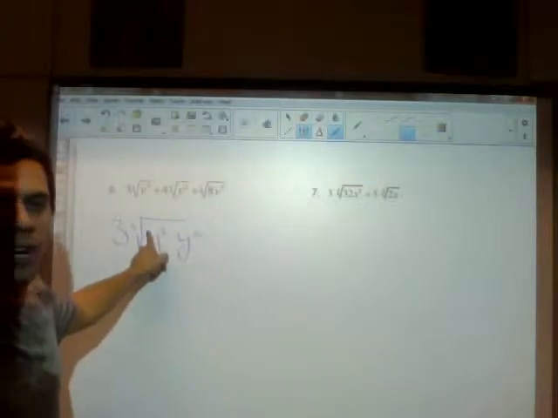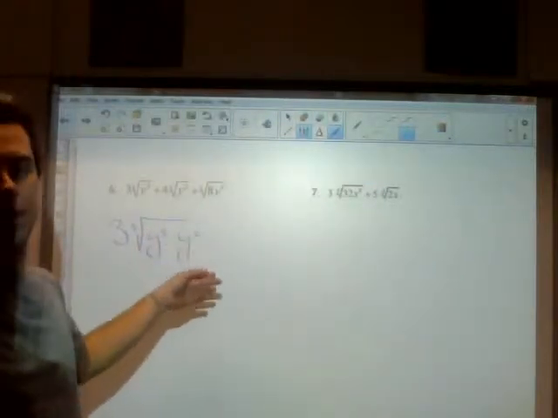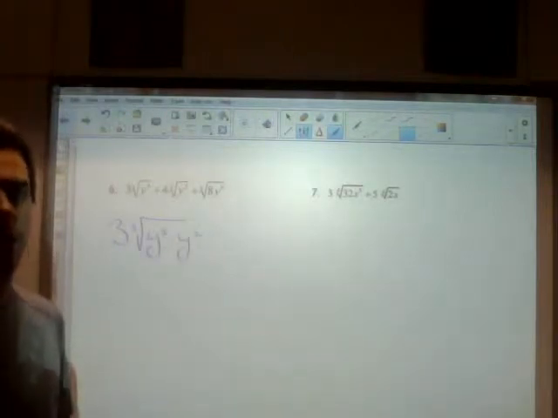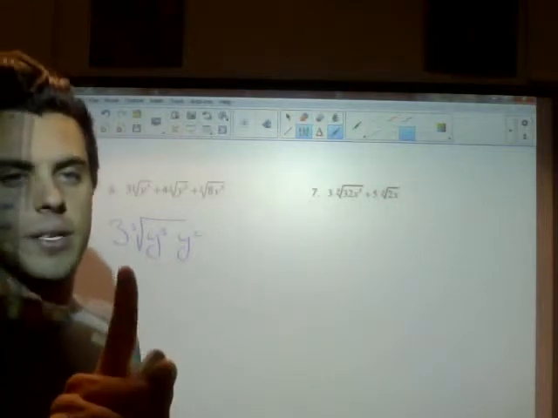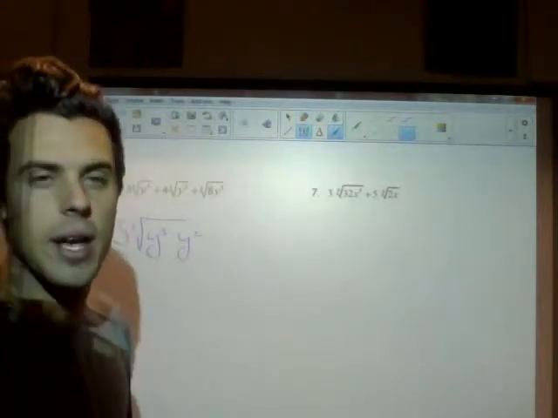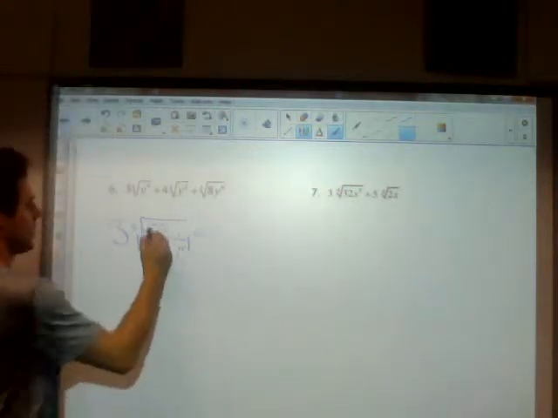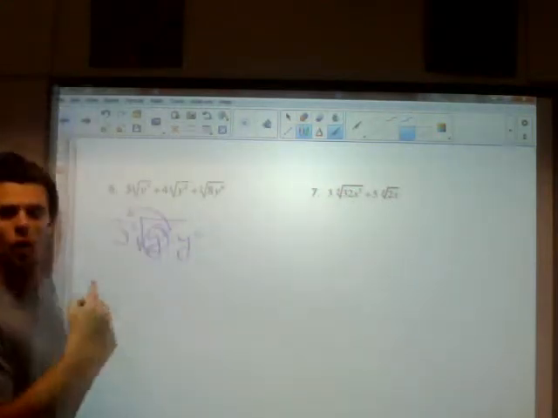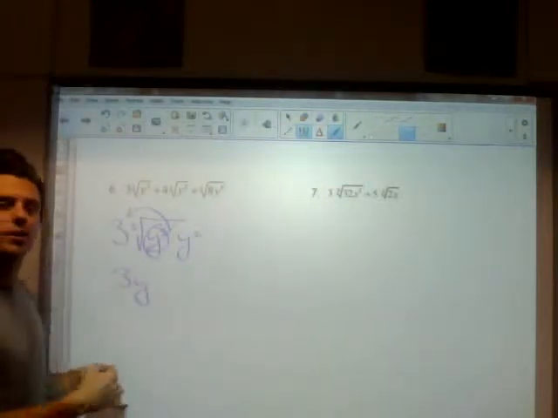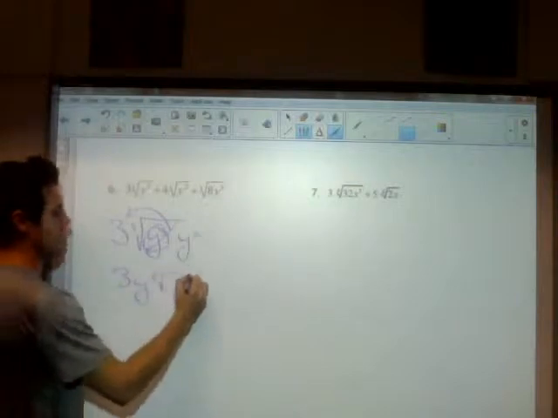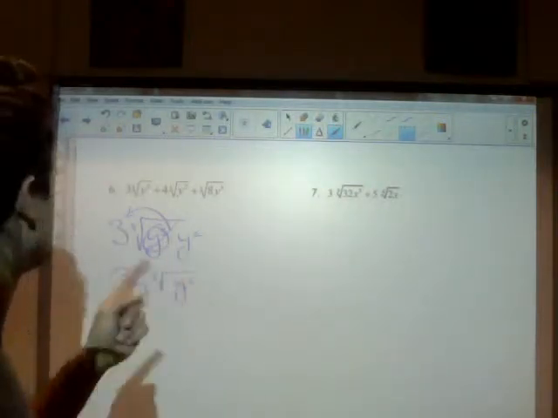Because I need 3 of something to take 1 out, so I'm going to rewrite it in terms of 3 of something, the closest multiple of 3 that gets me to 5. Since I have 3 y's there, I'm going to take 1 out, join it with a 3 on the outside. The other 2 don't get to come out because you need 3 of something. Take 1 y out to join with the 3. 3y times the cube root of y squared. That's my first term.